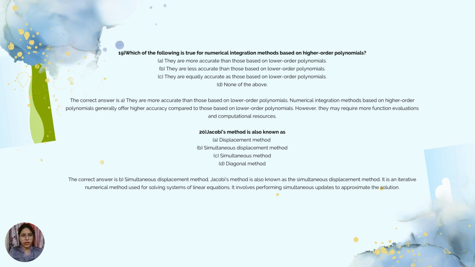Question number 19. Which of the following is true for numerical integration methods based on higher order polynomials? Option A. They are more accurate than those based on lower order polynomials. Option B. They are less accurate than those based on lower order polynomials. Option C. They are equally accurate as those based on lower order polynomials. And option D. None of the above. The correct answer is A.